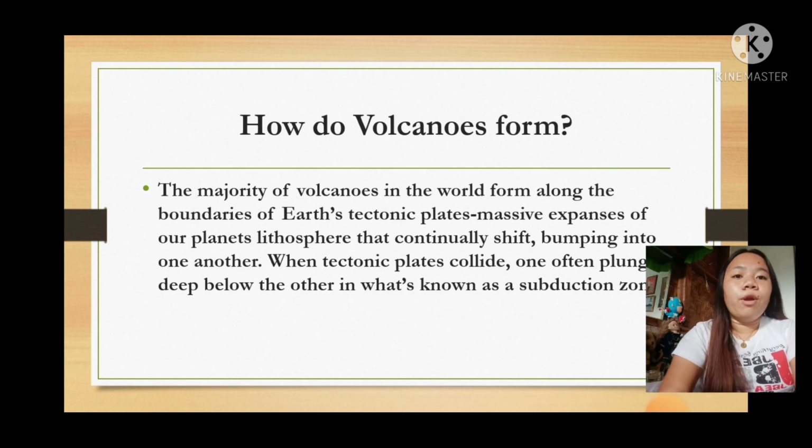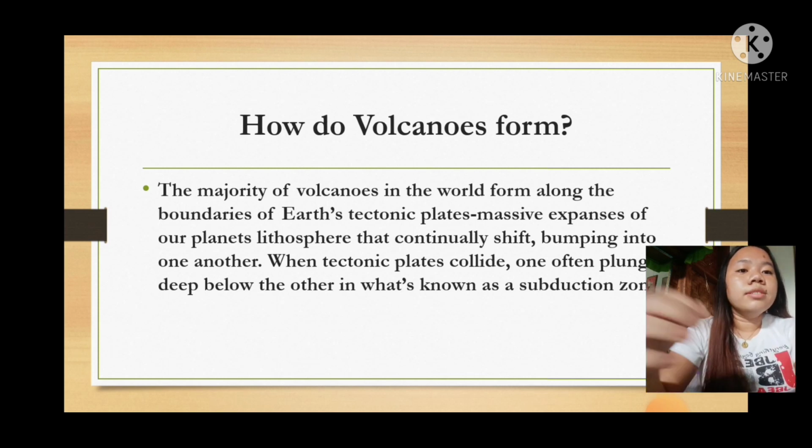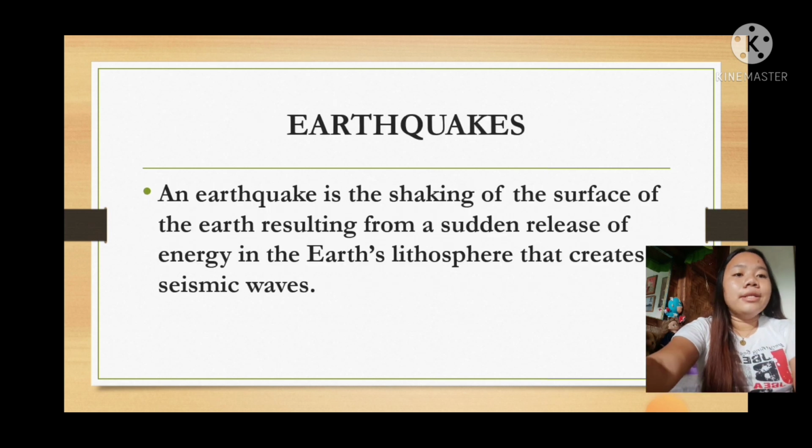How do volcanoes form? The majority of volcanoes in the world form along the boundaries of Earth's tectonic plates, massive expanses of the lithosphere that continually shift, bumping into one another. When tectonic plates collide, one plate sinks deep below the other in what's known as subduction zones. So let's talk about earthquakes. An earthquake is the shaking of the surface of the earth resulting from a sudden release of energy in the earth's lithosphere that creates seismic waves.